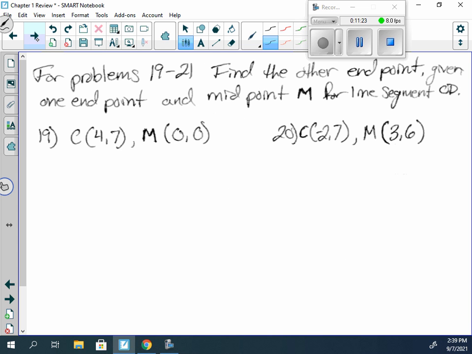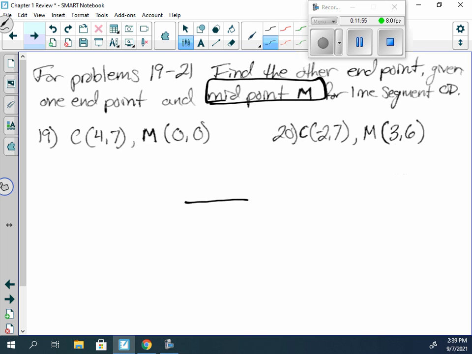Questions on 19, 20, or 21? Finding the other endpoint given one endpoint and the midpoint. Do we want to look at 19, 20, or 21? 20. Which of those 2 points is the midpoint? 3, 6, because they tell us the midpoint is M. So 3, 6 is the midpoint.